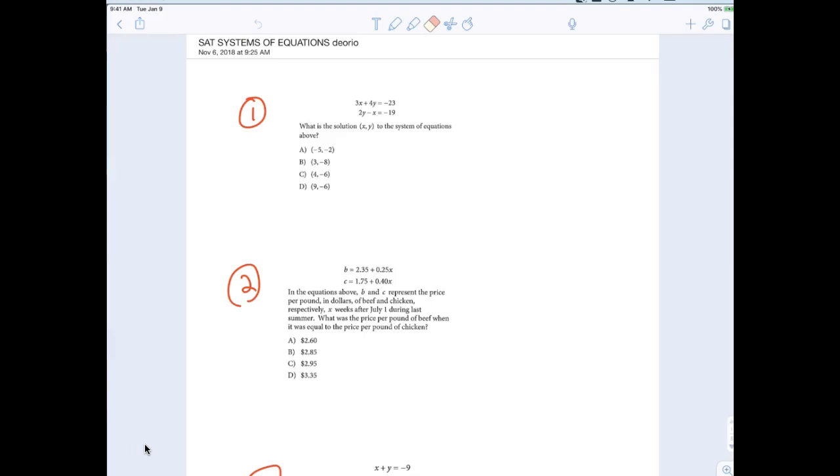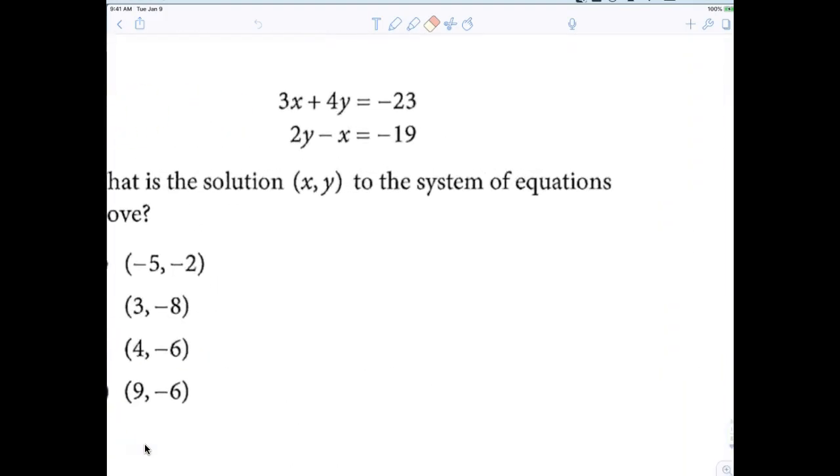So here we go. Right now, we have an issue with this problem because first and foremost, I would want you to realize that it's written out of order there. Does everybody see that? So if you rewrite it, it would be 3x plus 4y equals negative 23, and then negative x plus 2y equals negative 19. Is everybody with me on this?